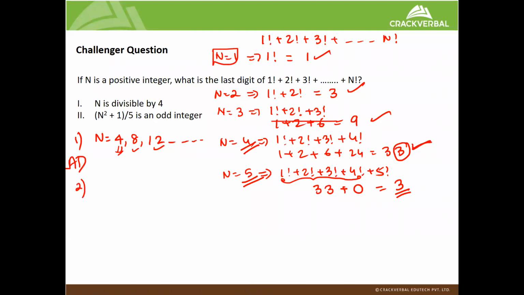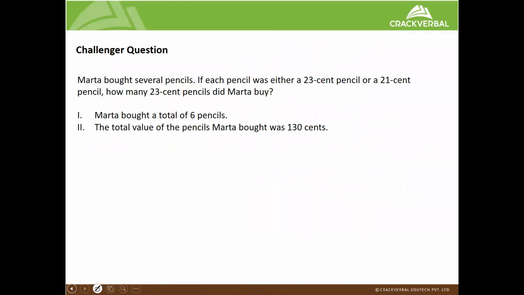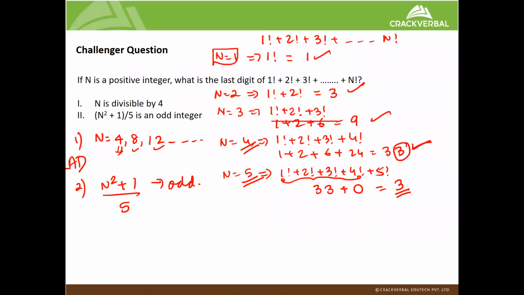Now the second statement is where you have to be a little more careful. n square plus 1 divided by 5 is an odd integer. Think about this. Remember, you have to satisfy the statement first and then answer the main question. So what can be the first value of n that I can substitute? If n square plus 1 divided by 5 has to be odd, what can be the first value of n that I can substitute?